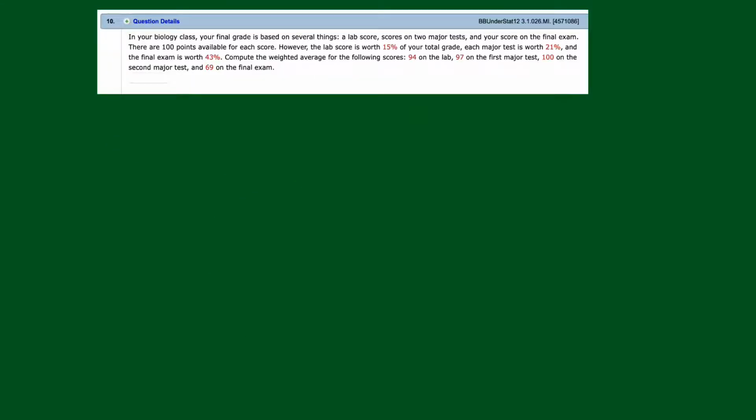Let's go on to number 10. Number 10 is very much like number 9, so we'll do them both in this little section here. So what do we got? In our biology class, our final grade is based on several things: a lab score, scores on 2 major tests, and your score on the final. Okay, now we've got 3 things. Let me just write this down so I can remember. We got the lab score, we have tests, and then we have the final exam, so let's put final.